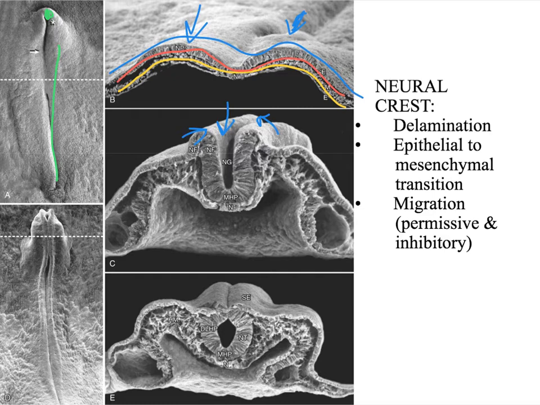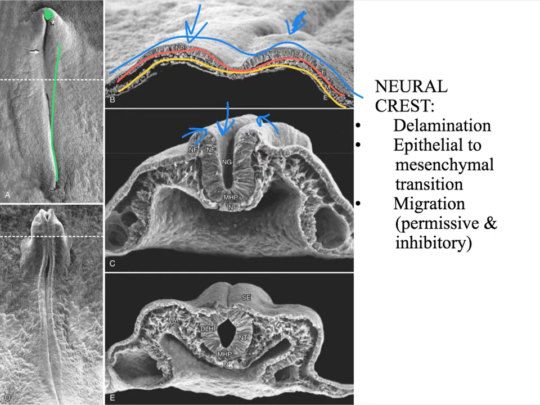From these folds, we have cells that delaminate. They basically undergo an epithelial to mesenchymal transition, and we lose the cadherins that are binding them so tightly to neighboring cells. We end up with groups of cells that are now capable of migrating. Initially, they migrate just lateral to the neural tube, and then they'll migrate outwards to other parts of the embryo. It's a combination of both permissive and inhibitory signals in other parts of our body that determine where specific groups of neural crest cells will go.